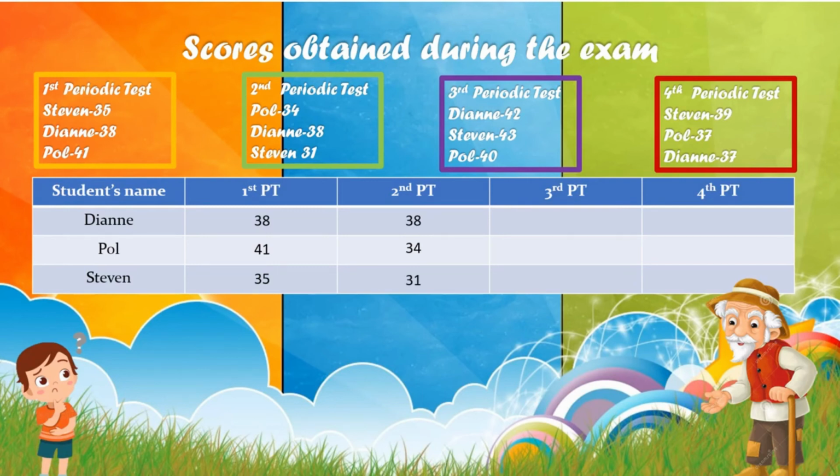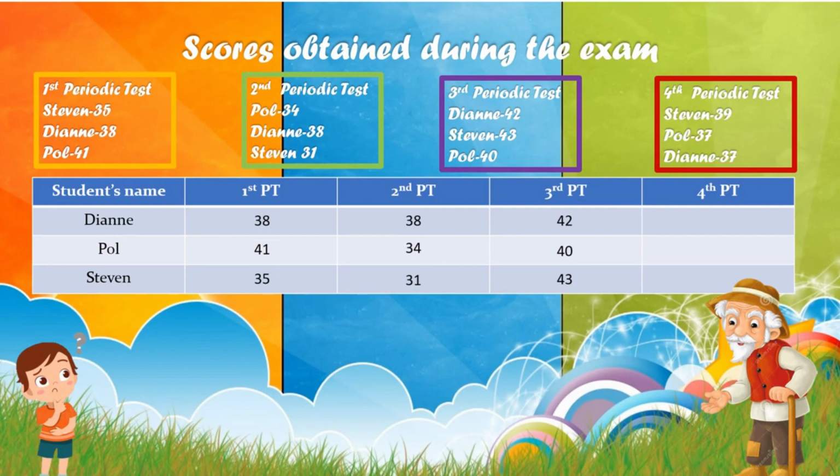Next, in third periodic test, what was the score of Diane? Very good. It is 42. How about Paul? Oh yes, that's right. It's 40. How about Steven? Oh yes, it's 43. Now we will have the last periodic test.